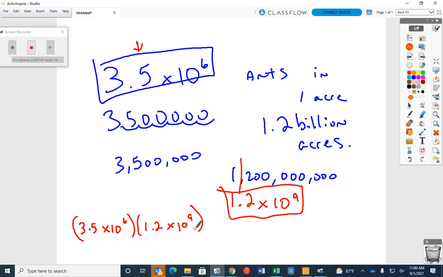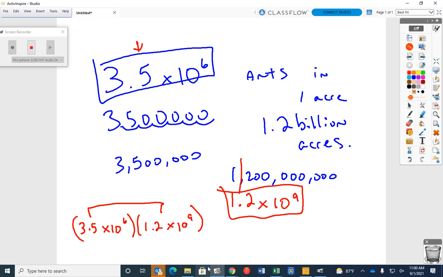Now, remember when we were multiplying polynomials? What did we do if they had coefficients? What did we do with those coefficient numbers? You multiply them, right? So these are kind of like coefficients, because if we treat this like one big term, we're going to take 3.5 and multiply it times 1.2. Tell me what you get. 3.5 times 1.2: 4.2.